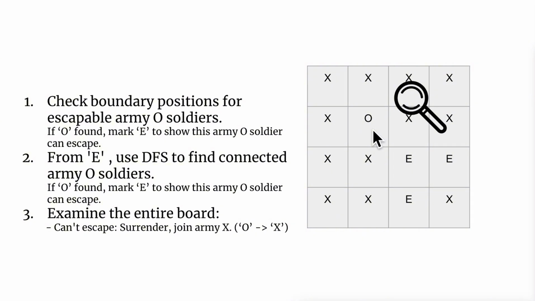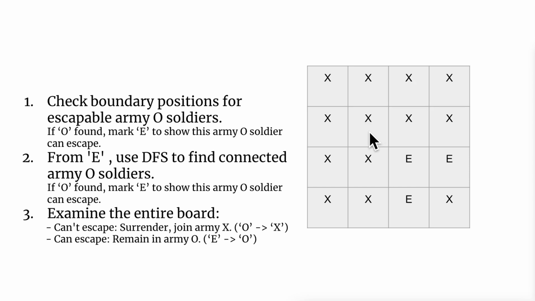Finally, we check the entire board. If we find O, it indicates that an Army O soldier cannot escape from that position. We then change O back to X to show that those soldiers can only surrender and change their identity to become soldiers of Army X. If we find an E, it indicates that an Army O soldier can escape from that position. We then change E back to O to show that those soldiers can maintain their identity as Army O soldiers.